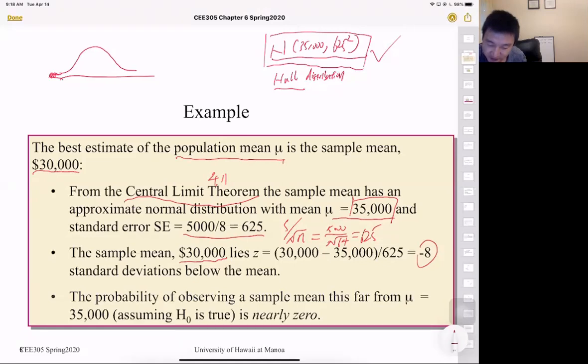So the chance that we observe $30,000 if we assume the null distribution is true is very small. It's -8. So the probability of observing a sample mean of $30,000, very far away from the mean value of 35, if we are assuming H0 is true, is nearly 0. Eight standard deviations away from the mean is nearly impossible. Remember, within 3 standard deviations is 99.7%. For -8 it is much less, nearly 0.